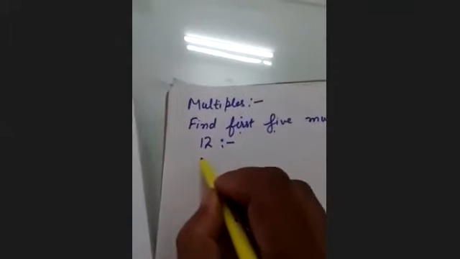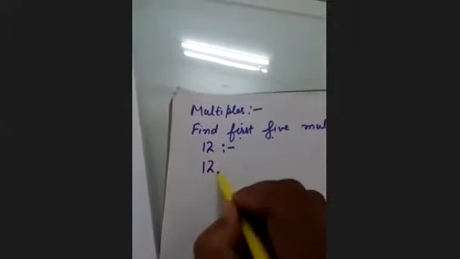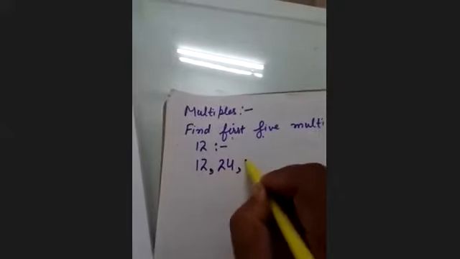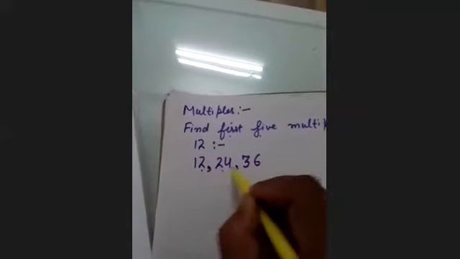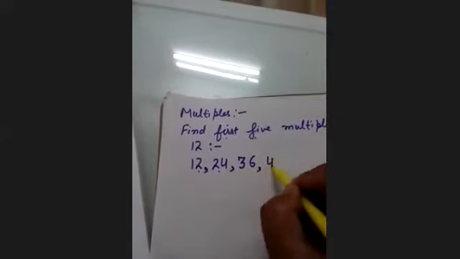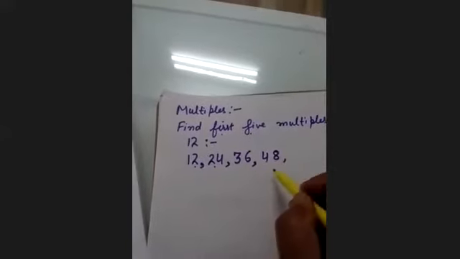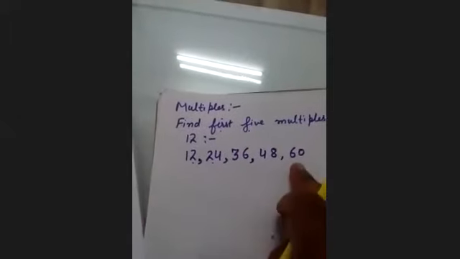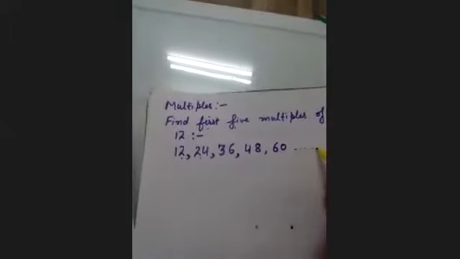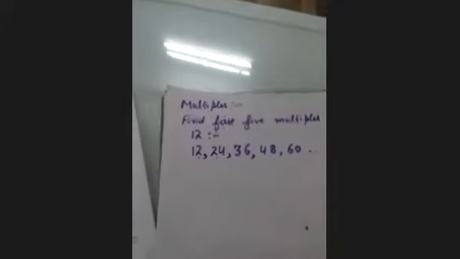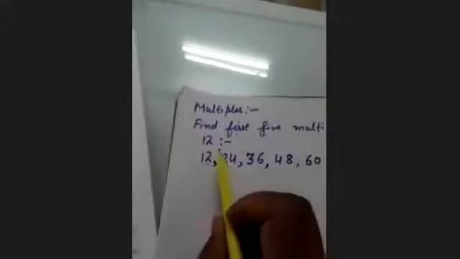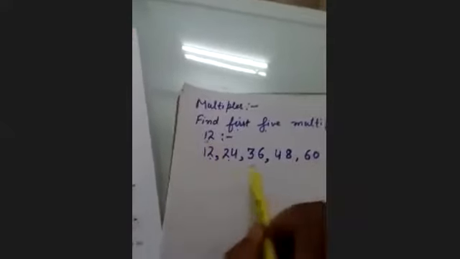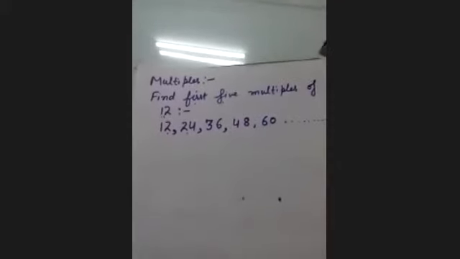First multiple of 12 is 12. 12 ones are 12. Next is 12 twos are 24. Next is 36. Next is 48. Next is 60. So the fifth multiple of 12 is 60, and so on. If you want to know the largest multiple of 12, we can't find it because these multiples are countless.